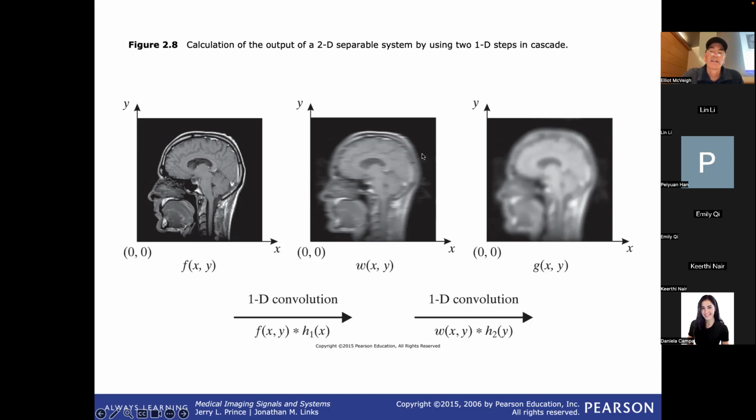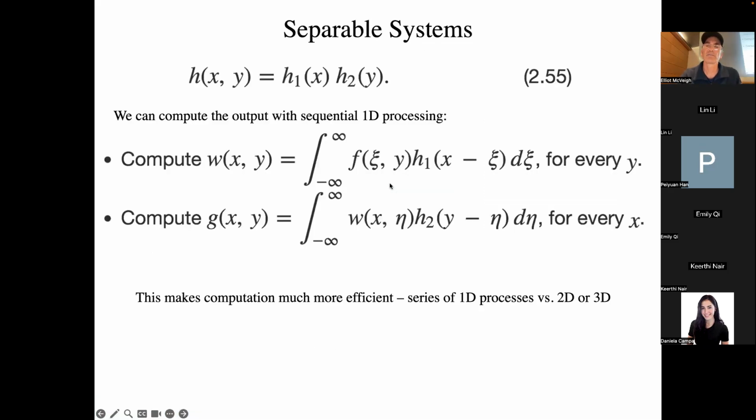Then if I do a convolution of this image with my point spread function in Y, now this edge here gets blurred. And so that's a separable system. We blurred in X, and then we can blur in Y. And the Fourier transform also is a really nice function for computation, because if you're doing a two-dimensional Fourier transform, you can just do it all in X, and you have a picture after that, then do it all in Y, and then you have your final picture. Okay, so I think that's separable.